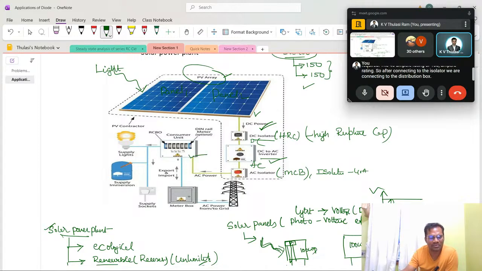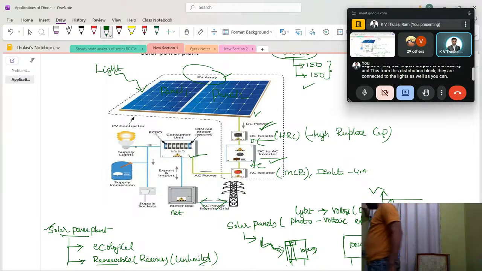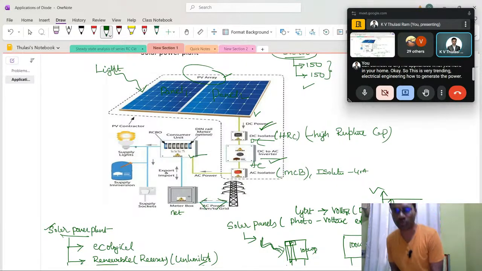From this distribution box, once again the supply is connected to the meter box, where this meter is called a net meter. This meter can export power to the grid, or import power from the grid. And from this distribution box, they are connected to the lights, as well as fans, tube lights, or any AC appliances you have in your home. So this is very trending in electrical engineering: how to generate power using solar energy.